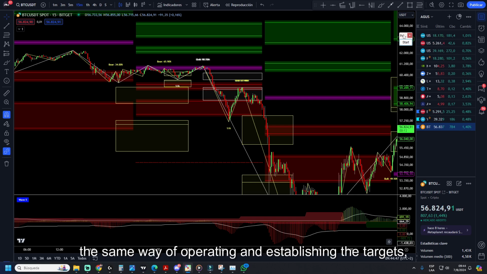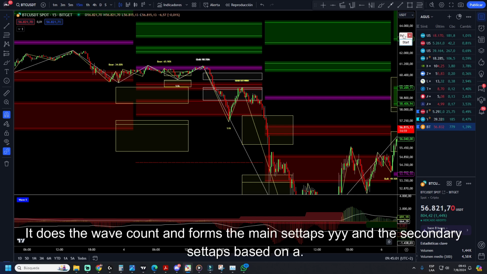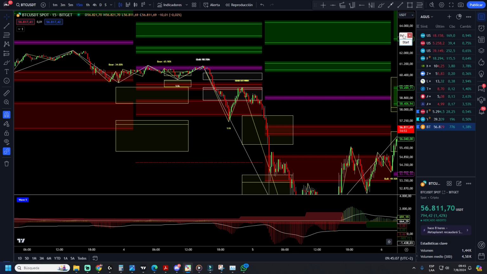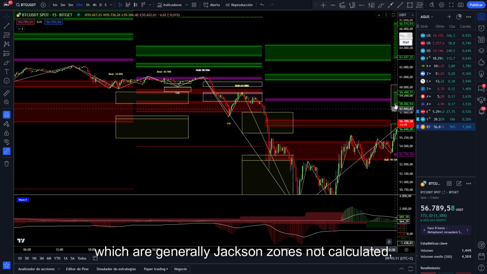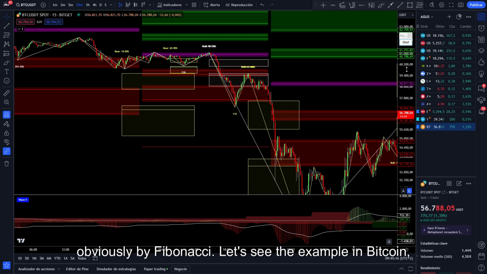It has the same way of operating and establishing the targets, and it uses the Elliott wave principles. That is, the targets are established by Elliott waves. It does the wave count and forms the main setups, and the secondary setups based on what happens in each pivot point zone, which are generally zones not calculated, obviously, by Fibonacci.